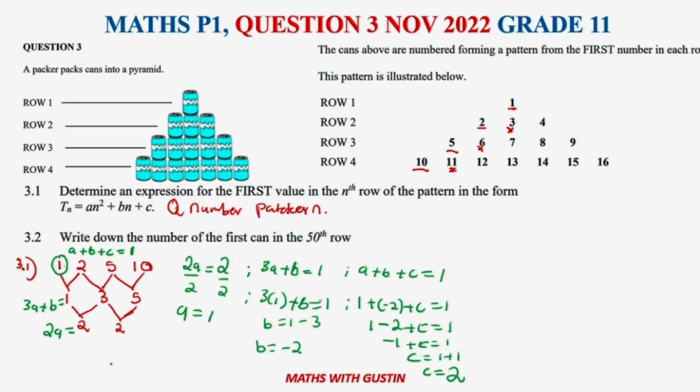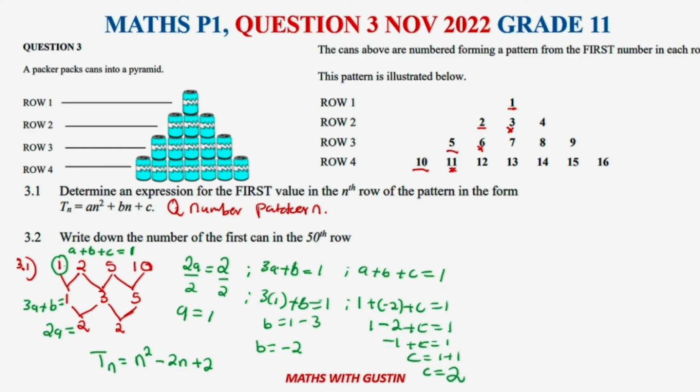Therefore the final term Tn is equal to, where there's a we put 1, so it's just n squared minus 2n plus 2, which is c. So this would be the answer for 3.1.